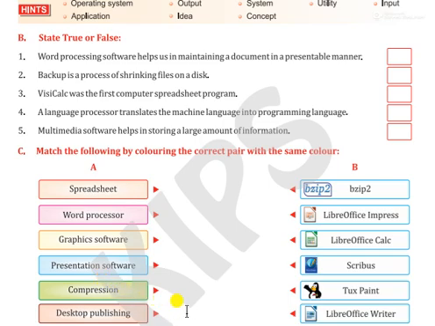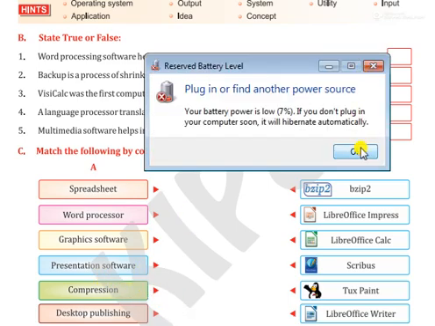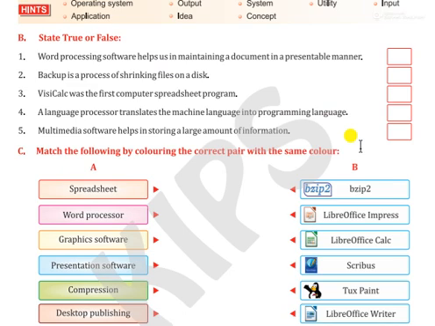Then the next one, that is compression. The software that is used for compression is bzip2. Bzip2 is used for compression. Compression means to compress a file into a lower size.